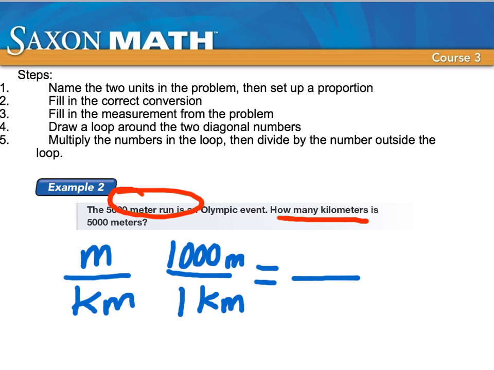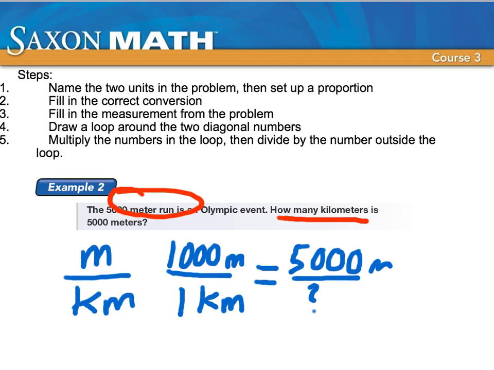Step 3, fill in the measurement from the problem. The measurement they give me is 5,000 meters, so I need to make sure I put that on the same level as the meters, so it's going to go on top here. 5,000 meters. Again, if I look across here, these should all be the same unit. Meters, meters, meters. Down here are kilometers and kilometers. And then we want to know how many kilometers, so I'm going to put my question mark here.